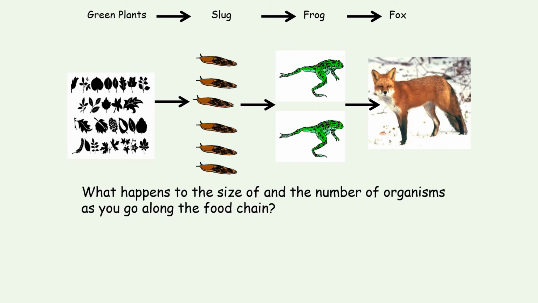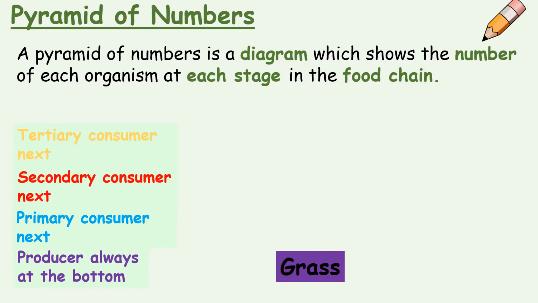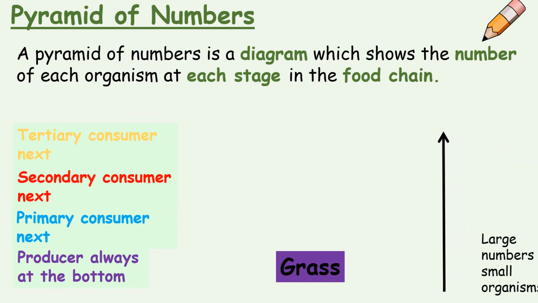So what do we notice? The size and number of organisms as you go along the food chain. So pause the video and write down what is happening. So the answer is that the organisms get bigger and fewer as you go along a food chain. Well done if you managed to see that pattern. So now let's put this in a diagram so that we can see this easier. A diagram that we can put this in is called the pyramid of numbers.